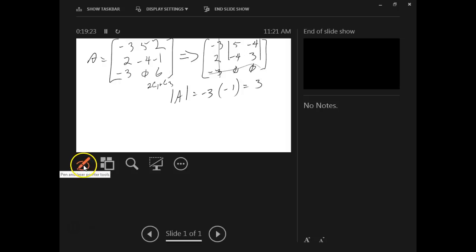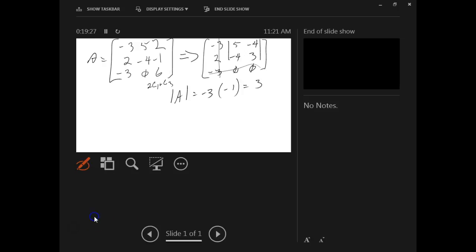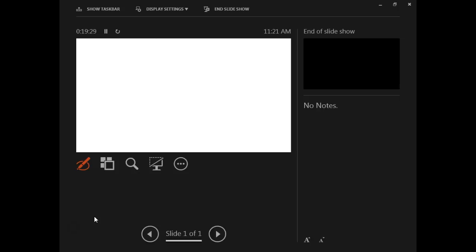Example 6 is going to take a little more work, because it's a 5 by 5. Okay, let's see about that. Find the determinant of this one. Here's A.